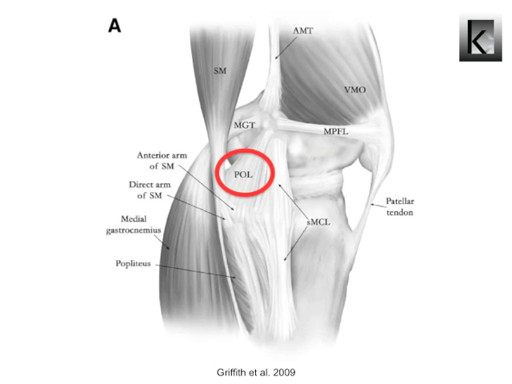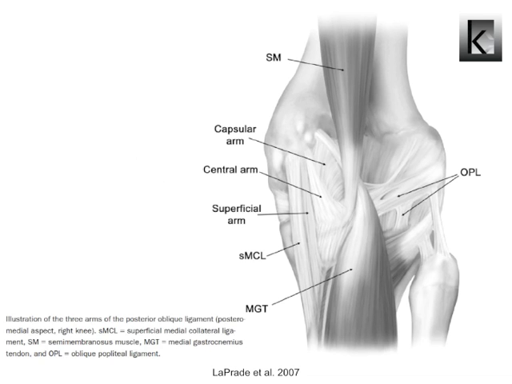The posterior oblique ligament is a continuation of the MCL and a reinforcement of the posterior-medial capsule. The posterior oblique ligament consists of three fascial attachments that have been termed as the superficial, the central or tibial, and the capsular arms. The superficial arm of the posterior oblique ligament consists of a thin fascial expansion. The central arm is the largest and thickest portion of the posterior oblique ligament.